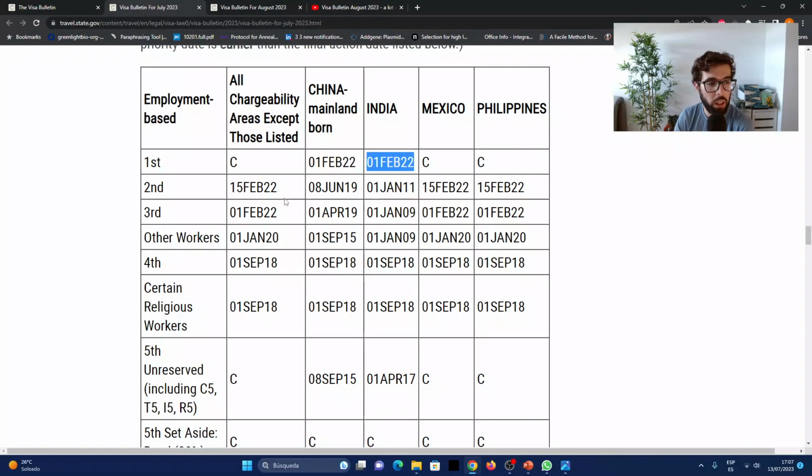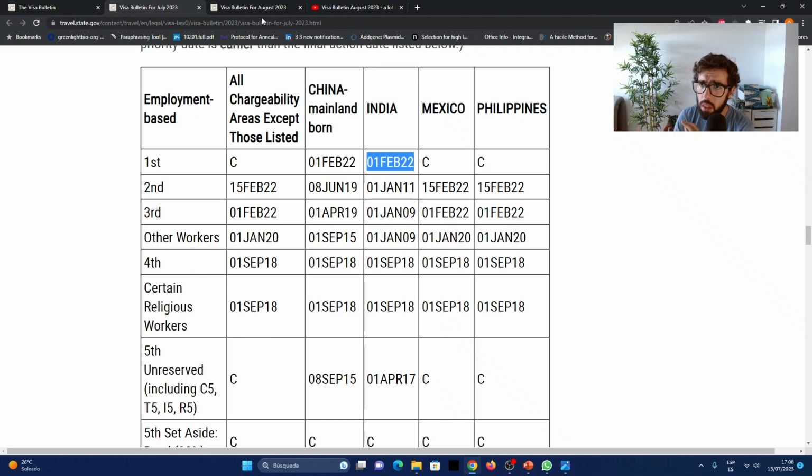So if we go back to table A for employment base, in July we had India with a priority date of February 1st, 2022. Okay, so a little bit more than a year and 4, 5, 6 months of backlog, if you want to call it that way. So that's the time you need to wait between you file your I-140 and you can adjust your status.